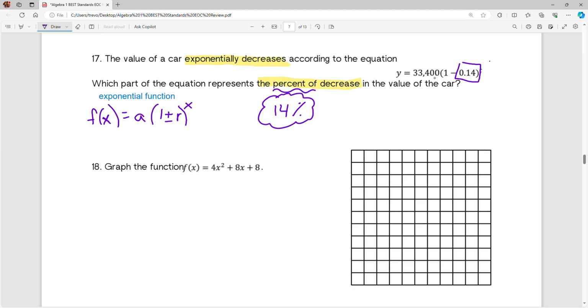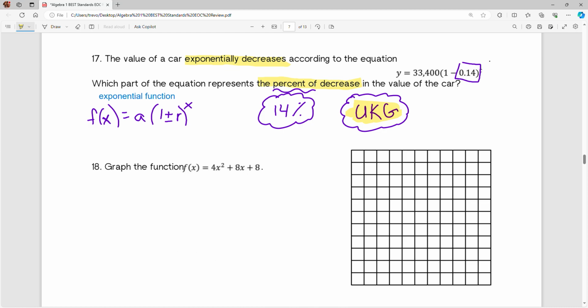To practice similar questions to this, you can go to IXL and look for lesson UKG, and that will be similar practice to this exponential function practice here.